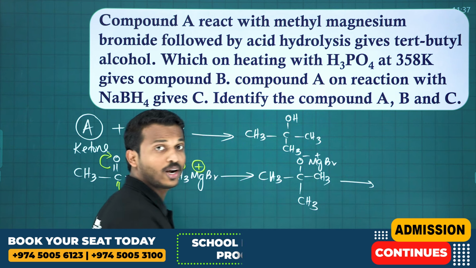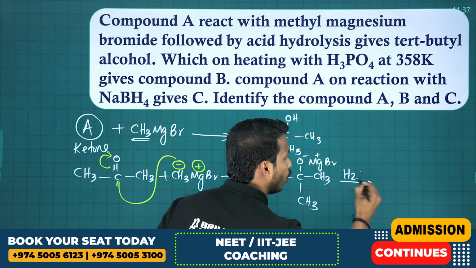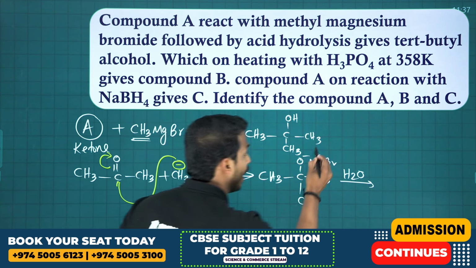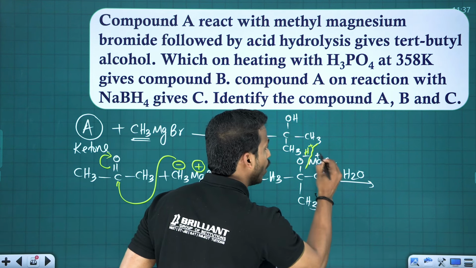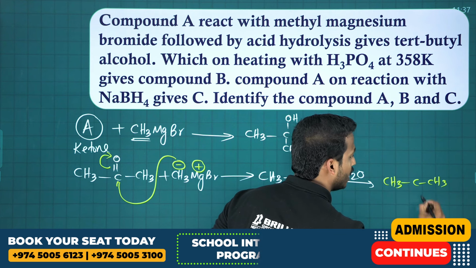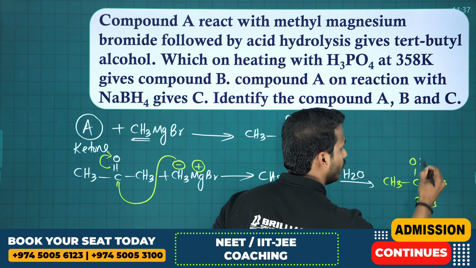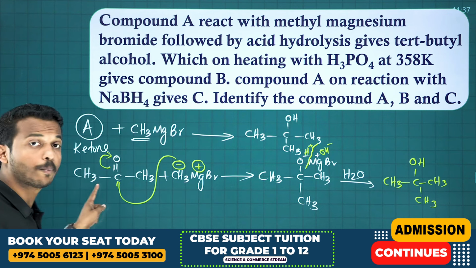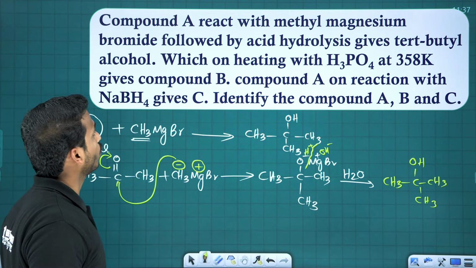Followed by acid hydrolysis. What happens if you add water? Water contains H plus and OH minus. So H plus comes to this side, OH comes to this side. We get (CH3)3C-OH. We get tert butyl alcohol. Okay, so A is what? Propan-2-one. Ready? Next one.